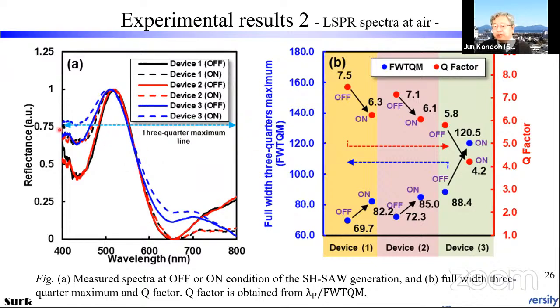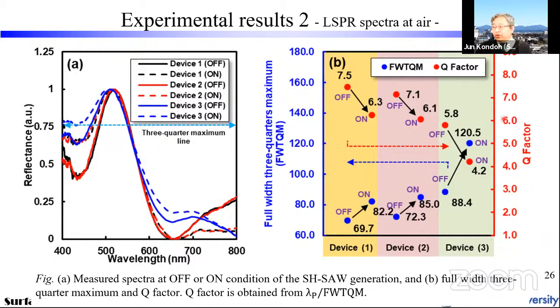Then we evaluate this spectrum. Normally, FWHM is used to evaluate, however, from this result, it's very difficult to obtain the FWHM, so we define the full width at 3/4 maximum, FWTQM. And the blue result of this figure shows the FWTQM. Off is without SHO and on is with SHO. With SHO, the FWTQM increases like this for all devices.